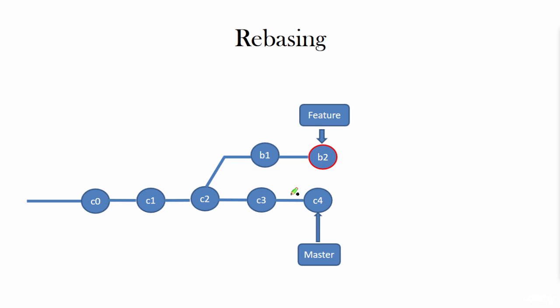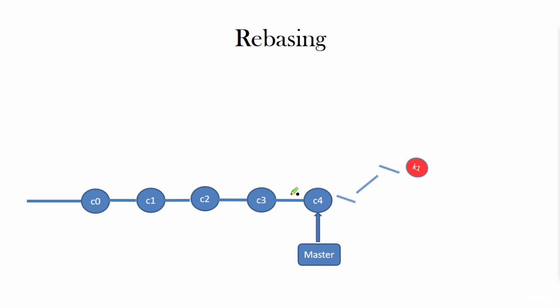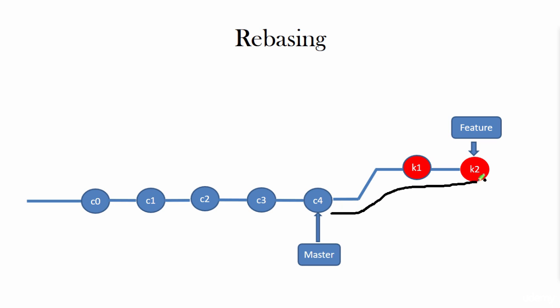Once I do a rebase, I clearly have a linear path from C4 to K2. So that's the concept of rebasing, and with this we conclude this lecture.